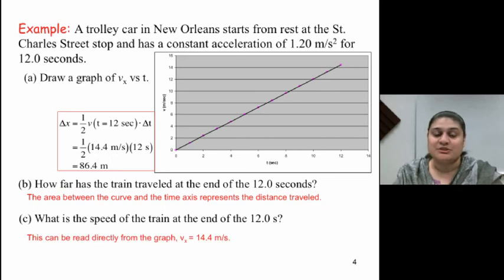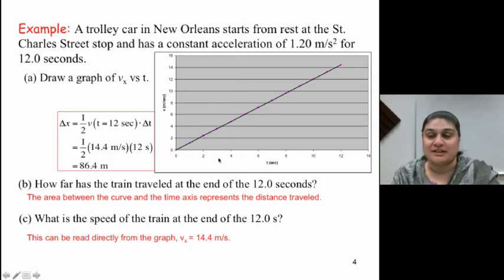The last question is, what is the speed of the train at the end of 12 seconds? The answer to this question could be read directly off of the graph, which means at the end of the 12 seconds, we have approximately 14.4 meters per second.